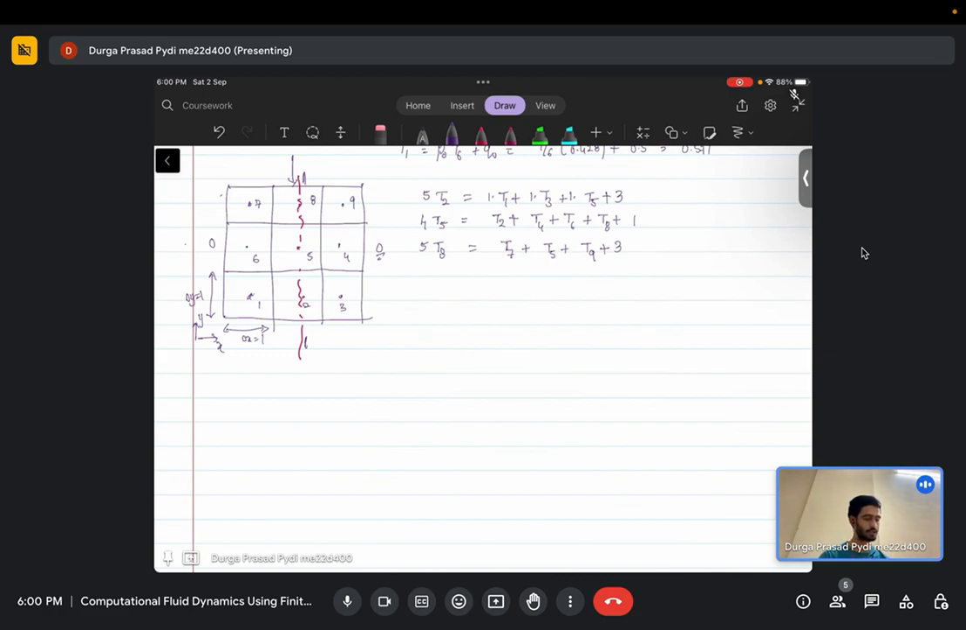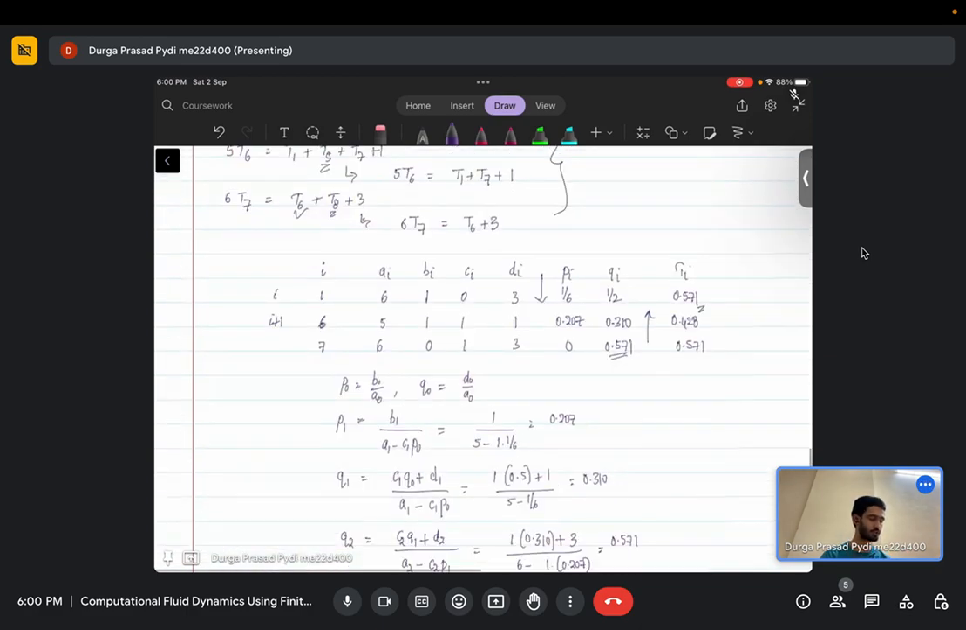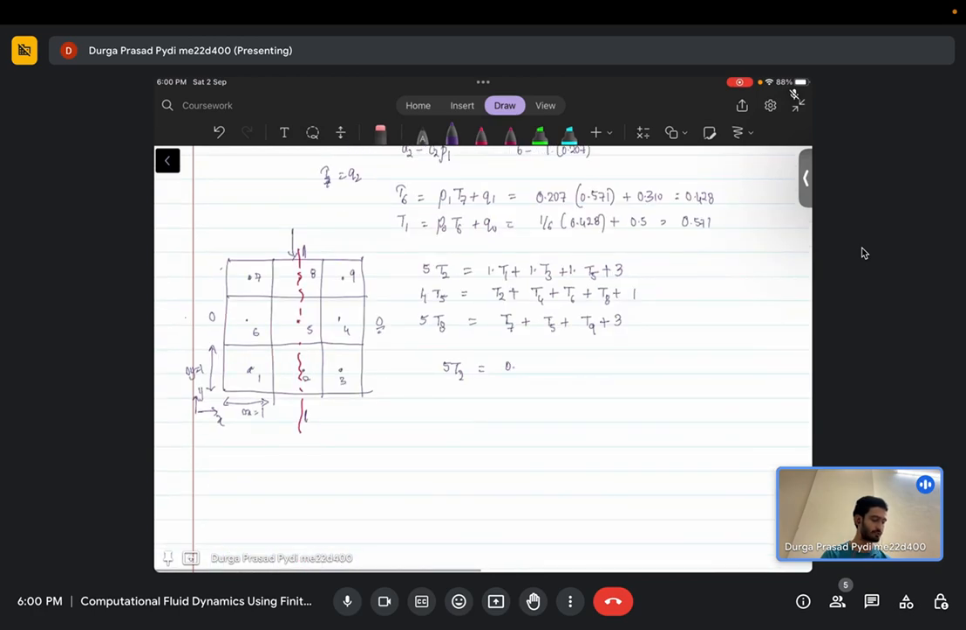So for the first equation, 5 times T2: T1 is not lying along the line, but since we are using the Gauss-Seidel method, we will take the latest value of T1. The latest value of T1 is 0.571 instead of 0. So we will take that value, 0.571, plus the latest value of T3. T3 is not updated, so we will take the initial guess. T5 is lying along the line, so T5 will remain the same, plus 3.